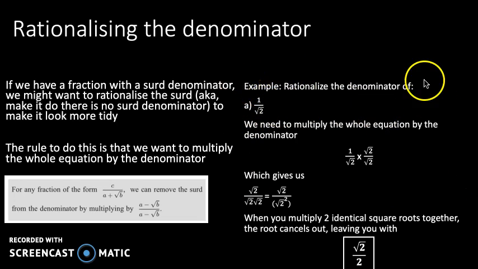So in this first example, we have 1 over the square root of 2 that we want to rationalize the denominator of. In order to cancel out the surd on the bottom, we want to multiply the whole equation by the denominator. So then we end up with 1 over the square root of 2 times the square root of 2 over the square root of 2. And this gives us 1 times the square root of 2, which is just the square root of 2. And then we have the square root of 2 times itself, so we just have 2 of those, or you can write it as the square root of 2 squared. And we know that this is going to cancel down to just give us 2. So we are left with the square root of 2 over 2.